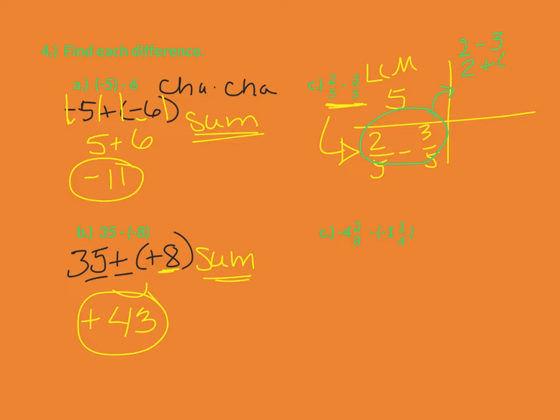Stay, change, change, cha-cha-cha. Then the signs are different. Find the difference. We need to find the absolute value of both of these. Absolute value of 2 and the absolute value of negative 3. I know the absolute value of 2 is 2. The absolute value of negative 3 is 3. The signs were different, so I'm finding the difference. So I've got 3 minus 2 equals 1.